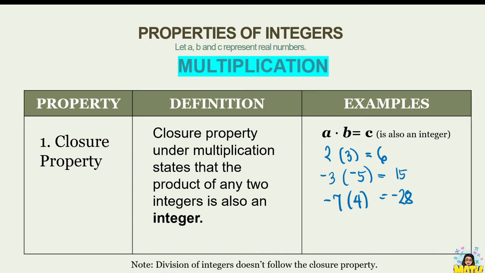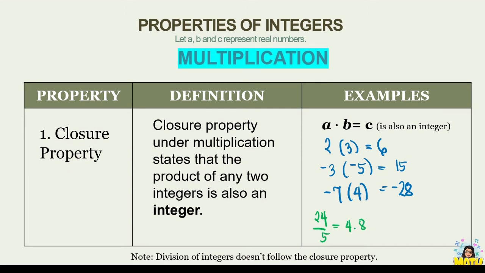Notice that we have a note here that division of integers doesn't follow the closure property. Kapag ginamit natin to sa division, hindi applicable ang closure property because we can have 24 over 5, and 24 divided by 5 will have a decimal number. So this one is 4.8. Ang answer natin dito ay naging decimal, at ang decimal ay hindi integer. Kaya naman, hindi applicable ang division sa closure property.